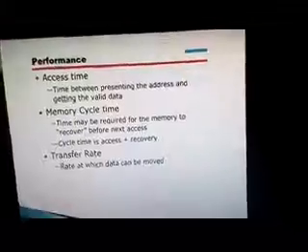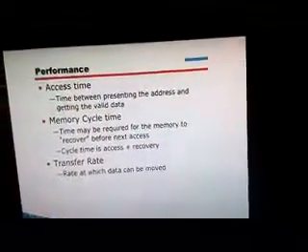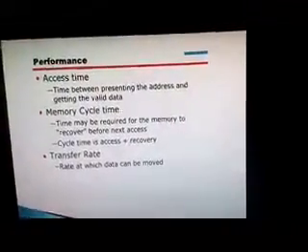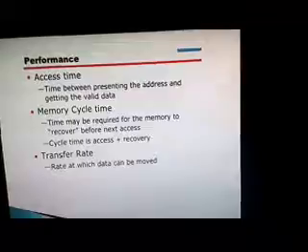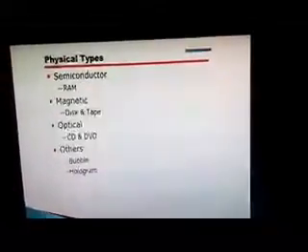Performance. Access time: time between presenting the address and getting the valid data. Memory cycle time: time may be required for the memory to recover before next access. Cycle time is access plus recovery. Transfer rate: rate at which data can be moved.